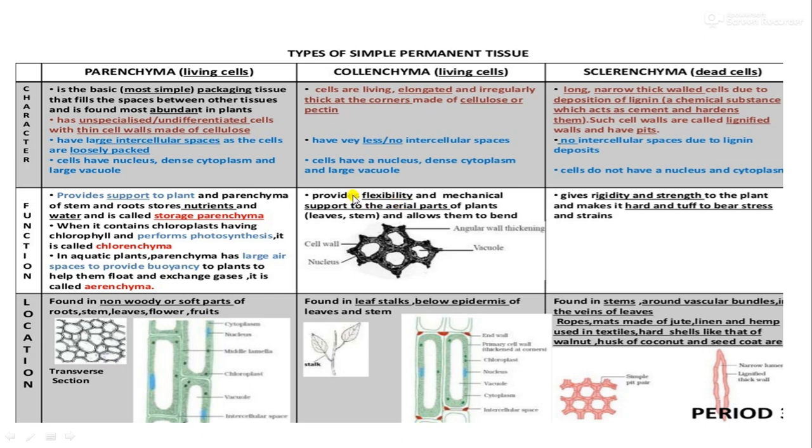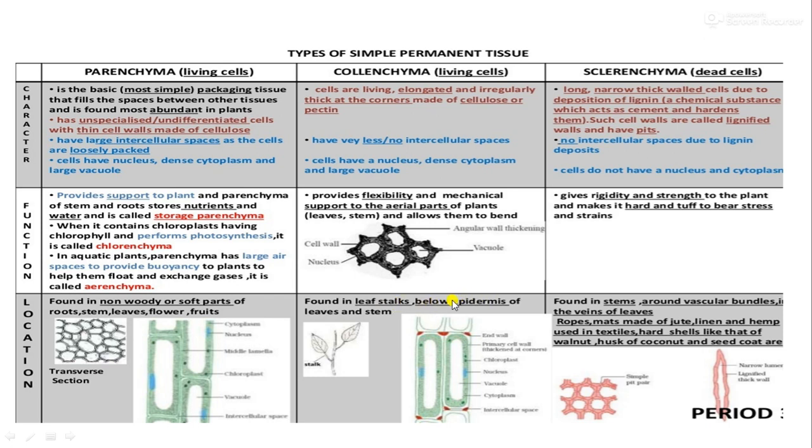And what is the function? Collenchyma tissue provides flexibility and mechanical support to the aerial parts of the plant like the leaf and stem, and allows them to bend. You know that when you bend a young leaf, flower or branch, it doesn't break. It is because of the flexibility, and that flexibility is provided by collenchyma tissue. So this is about collenchyma, and it is found in leaf stalks. Especially young leaves you cannot break easily. They will bend, but they don't break.